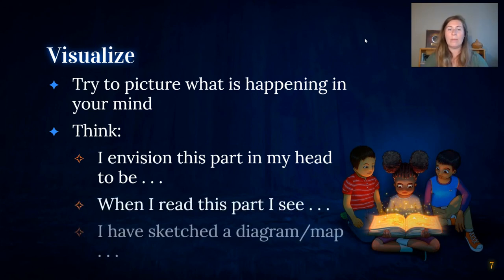And the last one, maybe you get super nerdy like myself and you sketch out a diagram or a map. I do this a lot of times in stories when there's a lot of characters and I'm trying to remember how they're all connected, or there's a world that's been created and there's a map. Trying to visualize different parts of the story helps us remember it a little bit better and make more connections. So that's the first thing we want to do while we're reading, is try to visualize what's going on.